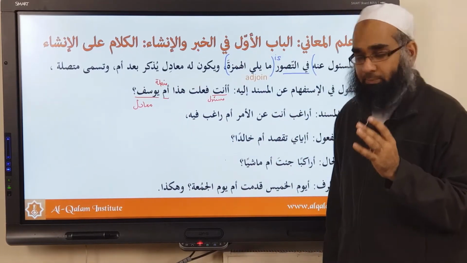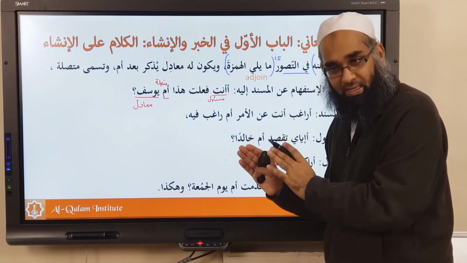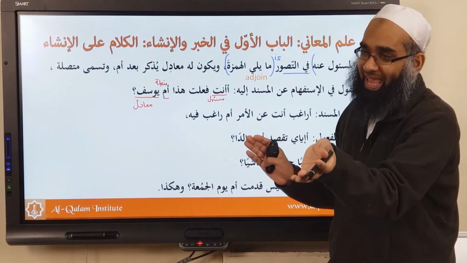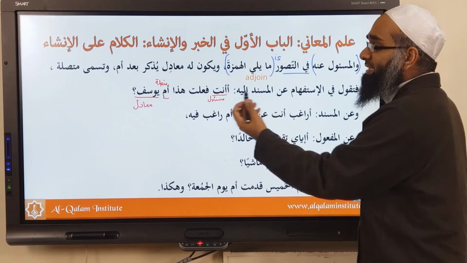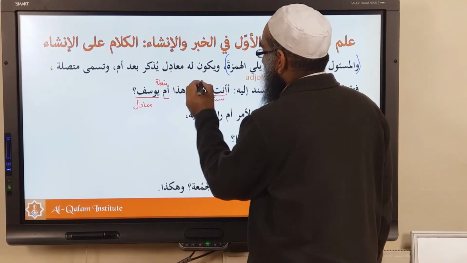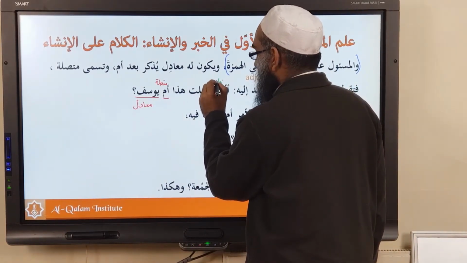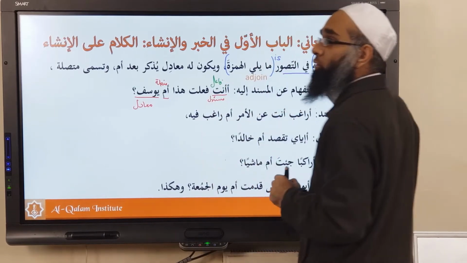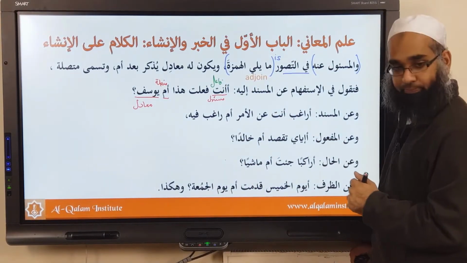So whatever you're asking about must come after hamza, and then you must have the alternative at the end of the sentence. This is an example where the question is regarding the musnad ilay, and here it is the fa'il. You're not sure who did the action. You know the action happened, but you don't know who carried the action out. Correct?